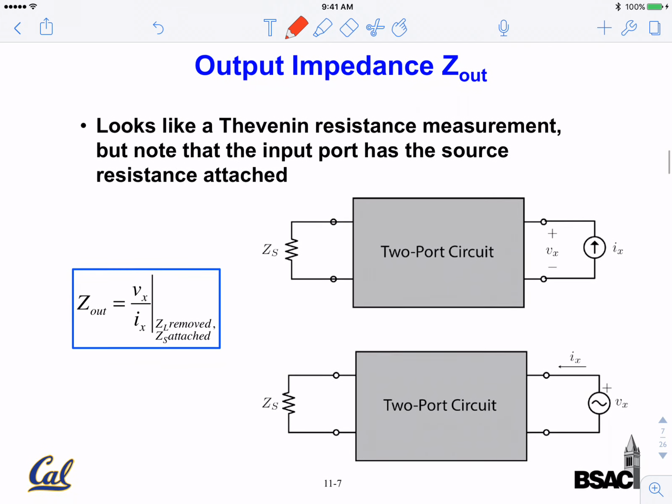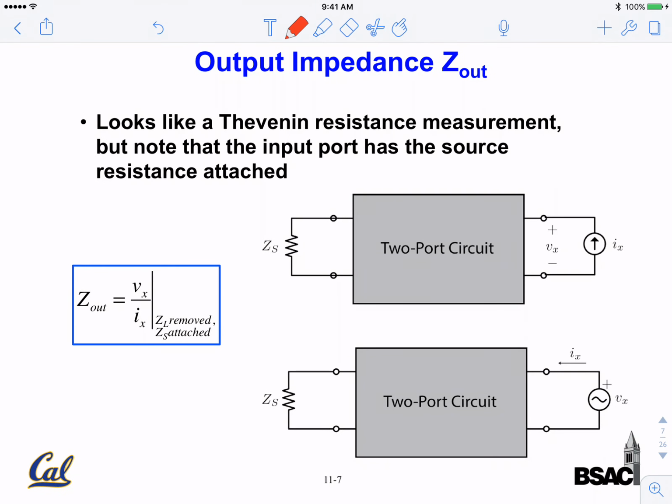And the other important parameter is the output impedance. It's very similar, but we do need to include ZS now. So the two conditions are the opposite of the two before: ZS attached and ZL removed. So output, we will take care of the output resistance separately. So these are removed. And also for calculating the output resistance, we will need to remove the input source.